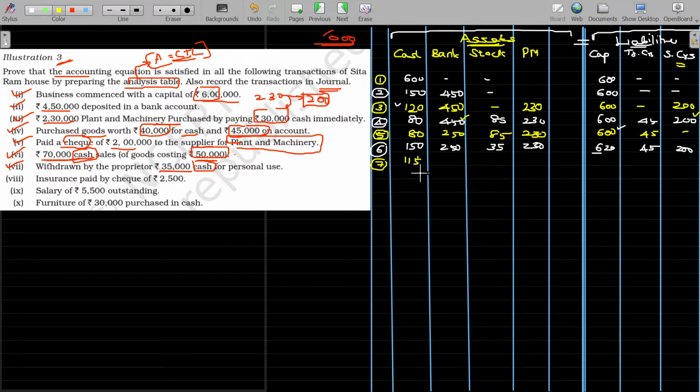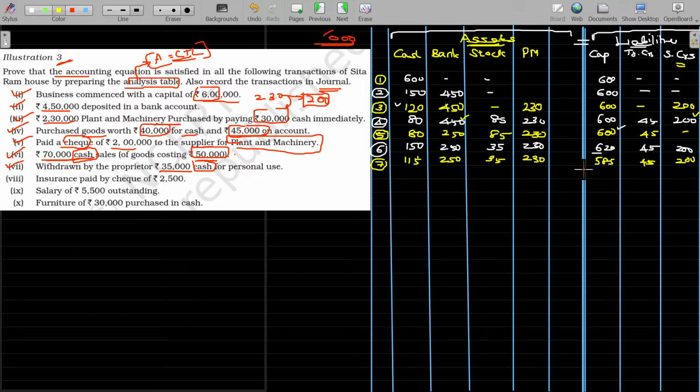Then because of the withdrawal, capital balance is decreasing. Already the capital balance is 620. From there 35 is subtracted. If I subtract that, then the balance being 585. Leaving these two, the rest of the things will be the same. So 250 for bank and stock being 35, plant and machinery being 230, and trade creditors being 45, and sundry creditors being 200. So we don't have any other confusions.